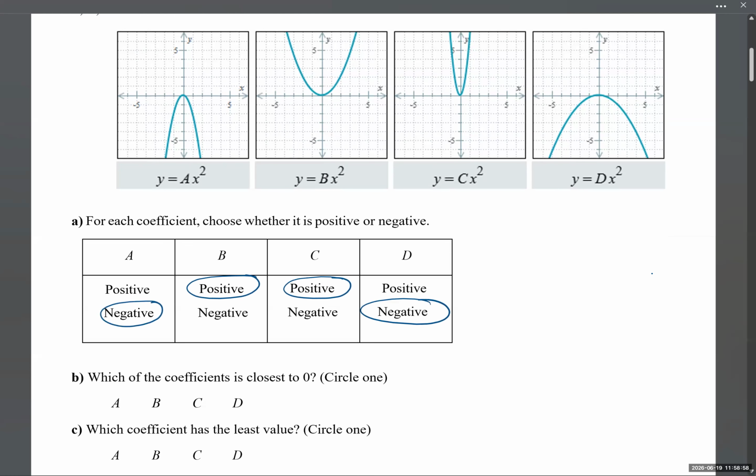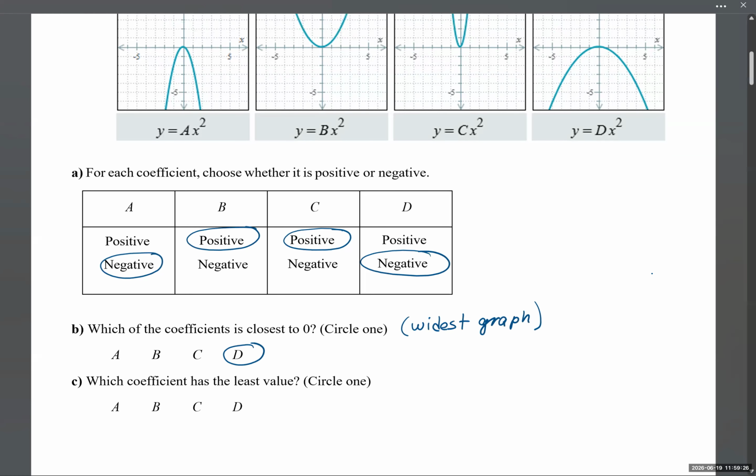Part B, which of the coefficients is closest to 0? Now, closest to 0, the smaller the number, the smaller the leading coefficient, the wider the graph. The smaller number will be closer to 0. So this is the widest graph. It does not matter whether it opens up or down here. So for us, it's D.